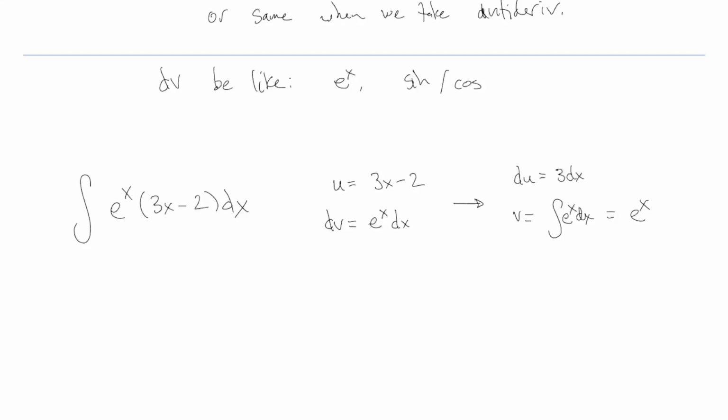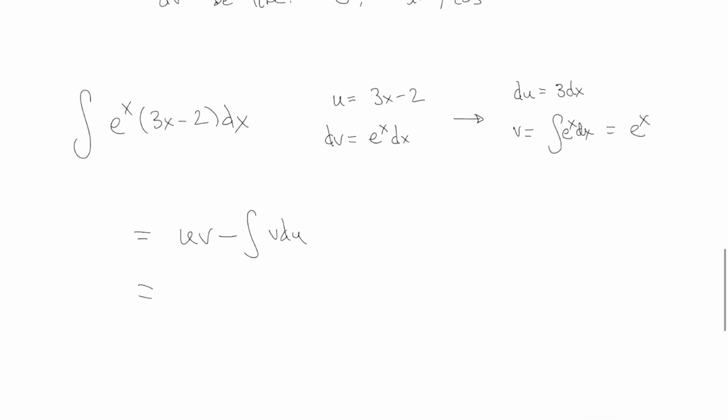Excellent. So I think we're ready to plug everything into the integration by parts formula. Remember, the formula is uv minus integral v du. If I say it enough times, maybe we will all just naturally remember it. uv minus integral v du. I just plug everything in. So u first, 3x minus 2 times v, which is e to the x, right? Make sure you put those parentheses in there. They matter. And then minus, that was the uv, minus integral v, that's e to the x, du is 3 dx.